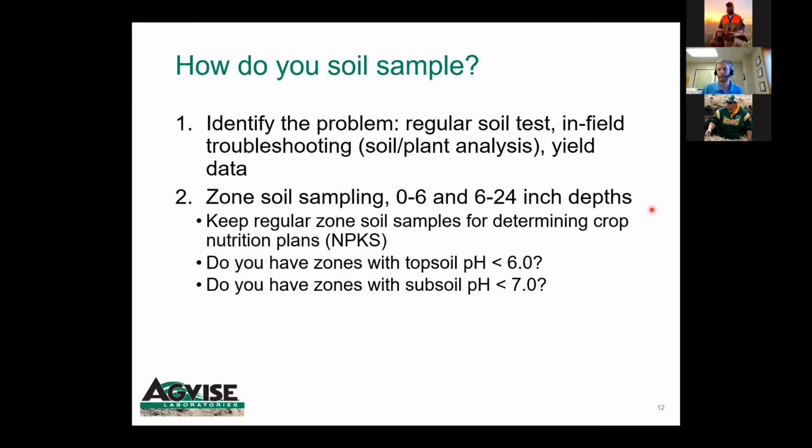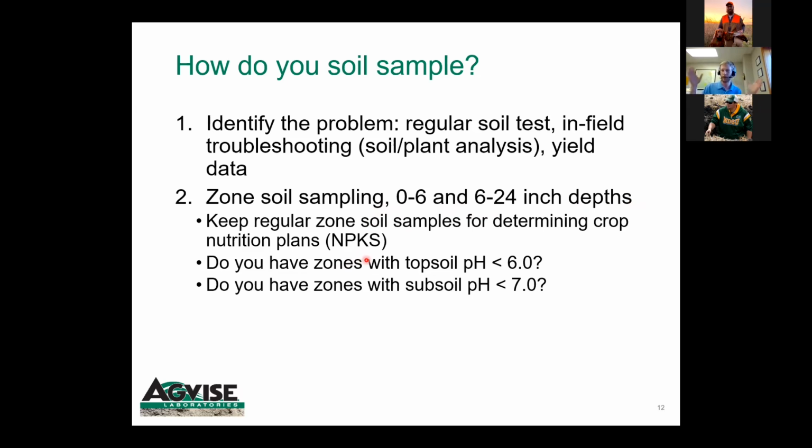The next step is moving into zone sampling. And for this, I recommend using 0 to 6 and 6 to 24 inch depths. And we want to keep our regular zone soil samples for developing the crop nutrition plans for nitrogen, phosphorus, potassium, sulfur, etc.